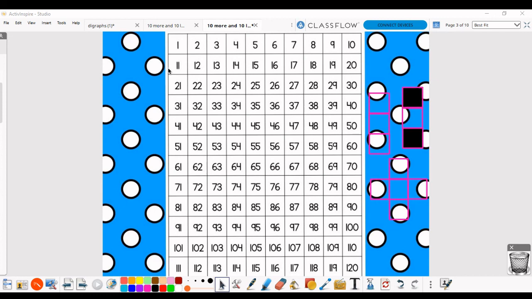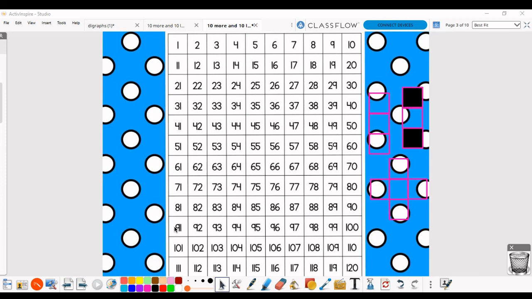The only number that will change when you are finding 10 more and 10 less is your number in the tens place, because we are either adding a 10 or taking a 10 away. So when you add a 10, you move up one number. So I have a 1 and I move up to 2. If I add 10 more, I move to 3. If I add 10 more, I move to 4. And I keep going as I add more.